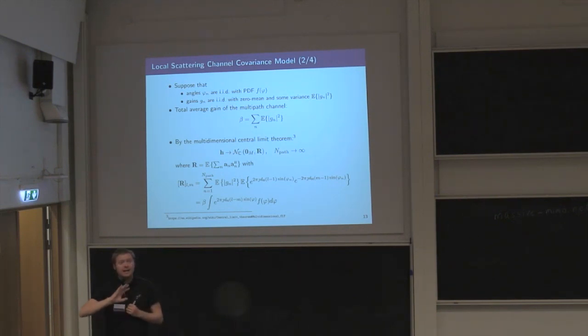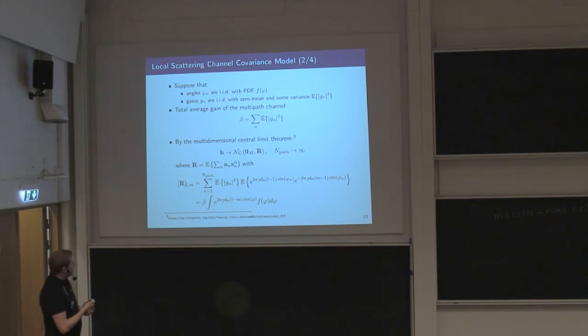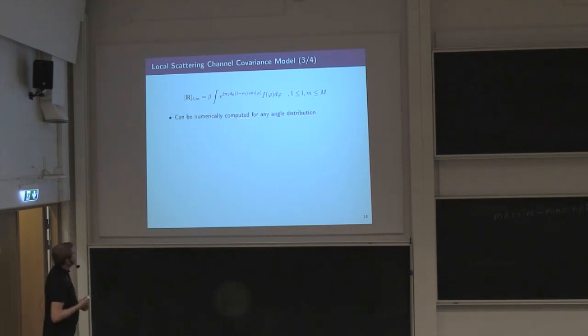And it could be from any angle distribution that comes in. The only thing is that I'm assuming that we have IID angles and gains. If I now put in a particular distribution of the PDF here for the angles, I can compute this in the computer, or maybe in some cases I can actually get an expression in closed form. So this is the expression that we have.